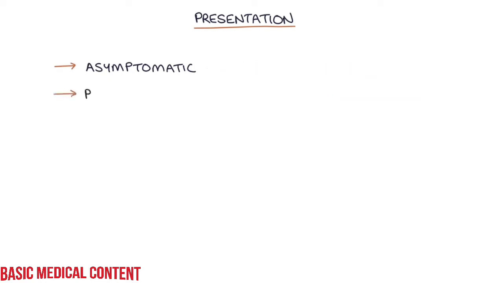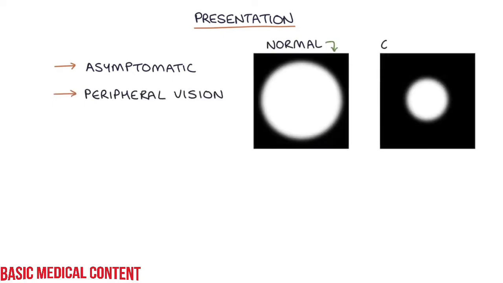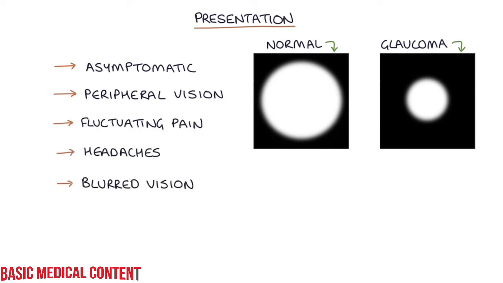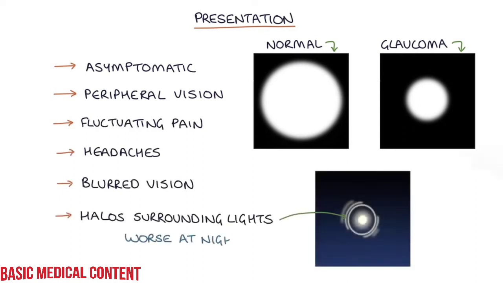Glaucoma tends to affect the peripheral vision first, so there may be a gradual loss of peripheral vision as it closes in slowly and they experience something called tunnel vision. It can also present with gradual onset of fluctuating pain, headaches, blurred vision, and typically halos surrounding lights, which are worse at night time. So if a patient is losing their peripheral vision and at nighttime they see halos appearing around lights, think about glaucoma.